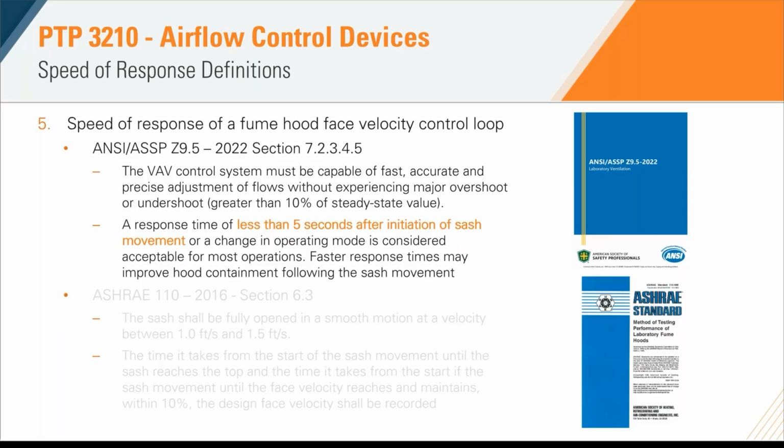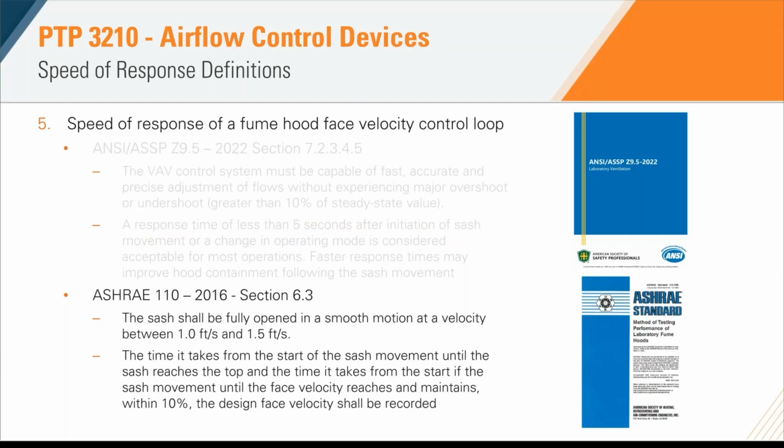Now, ASHRAE 110 also states very similarly and defines similar parameters that are acceptable for the fume hood face velocity control loop. So ASHRAE 110 also specifies how fast that hood should open when you're measuring the speed of response times. It specifies the sash shall be opened in a smooth motion at a velocity between 1 to 1.5 feet per second. And then it also outlines the time it takes from the start of the sash movement until the sash reaches the top, and the time it takes from the start of the sash movement until the face velocity reaches and maintains within 10%. That's what we're looking for. The design face velocity shall be recorded.